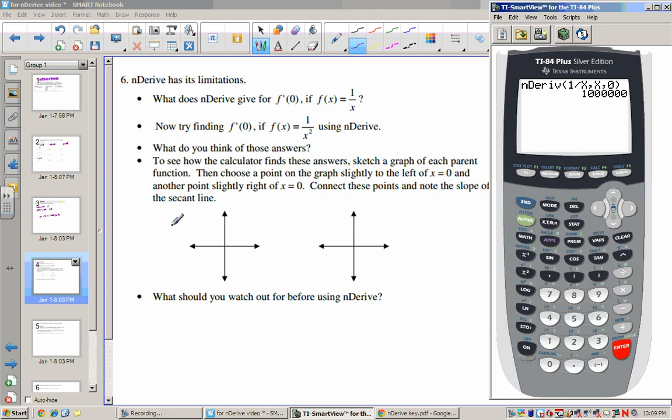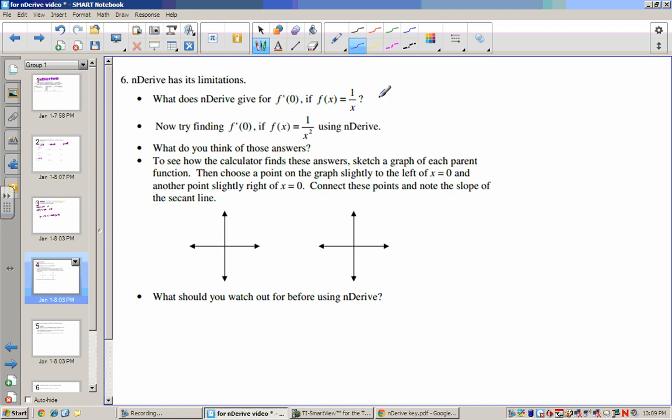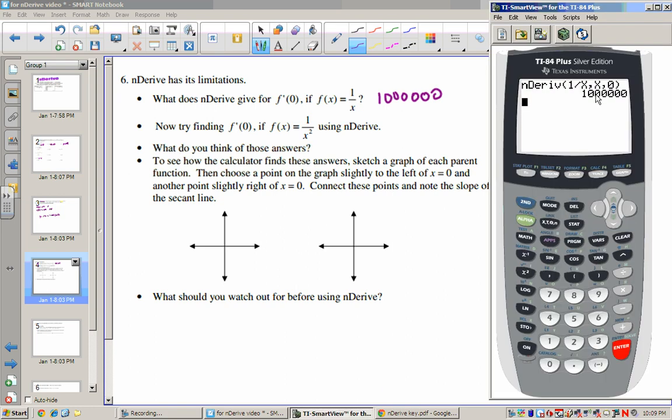It looks like it's about 1,000,000. So let's just put that down, 1,000,000. Double check how many zeros. Yeah, 1, 2, 3. Yep, 6 zeros. And then the next one asks me to do the same thing for 1 over x squared.